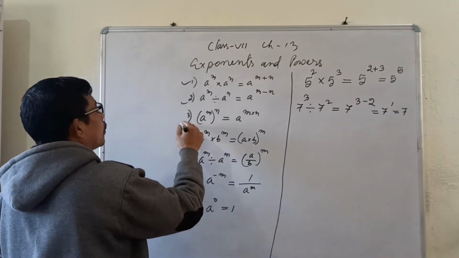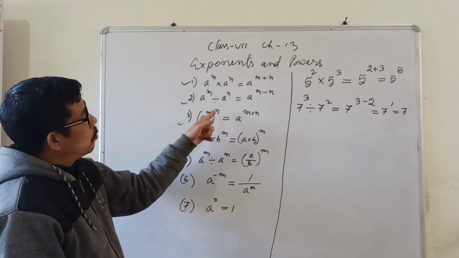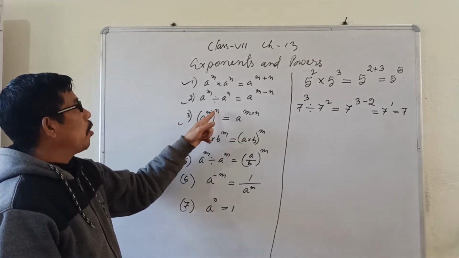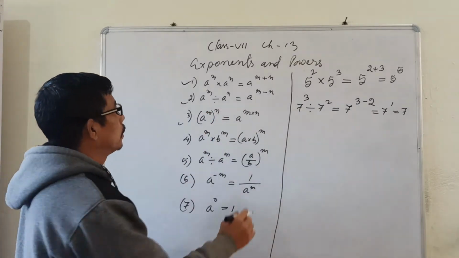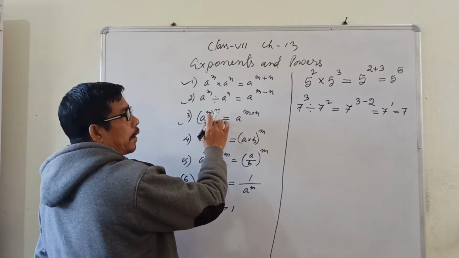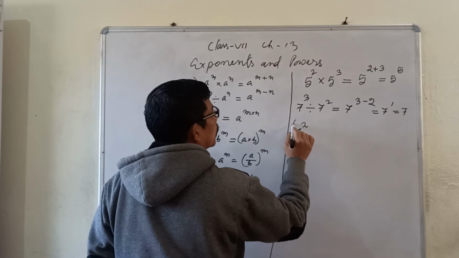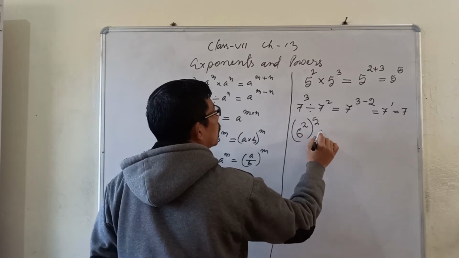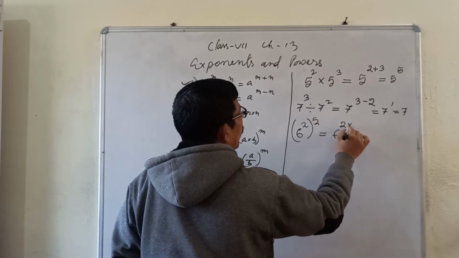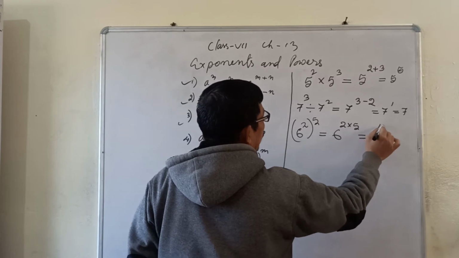Second law. Then third law. If two exponents are here, one exponent over the other exponent, then there will be multiplication of the exponents when you remove the bracket. When you remove the bracket, these two exponents will be multiplied. 2 5s are 10.